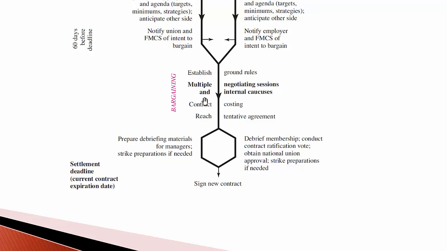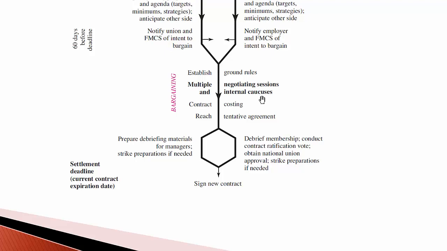There will also be what's called internal negotiations or internal caucuses. That will be where the union folks go back and talk to each other and or the business folks go back and talk to each other without the other side present. They want to be able to discuss their strategy or the proposals they're hearing or trade-offs that they could make without the other party hearing it.